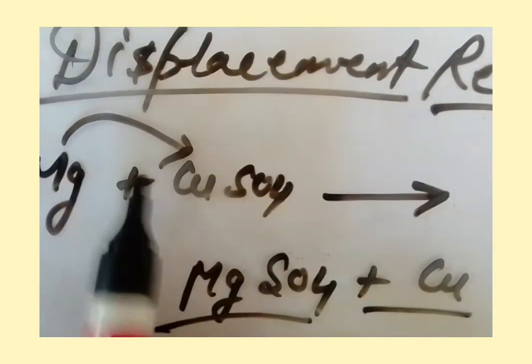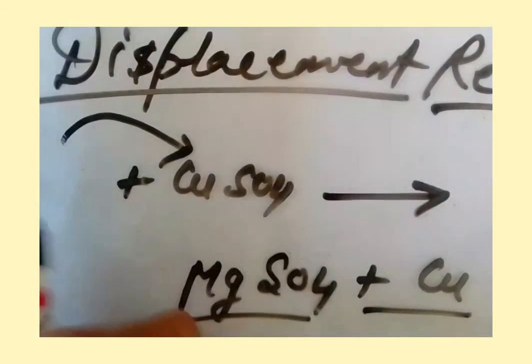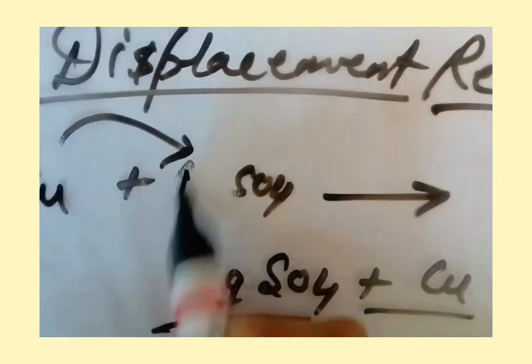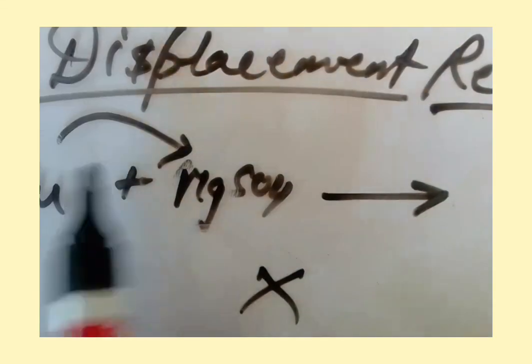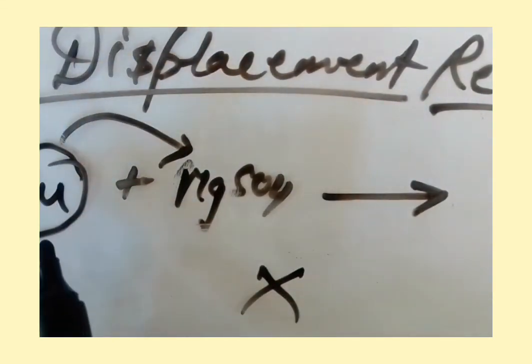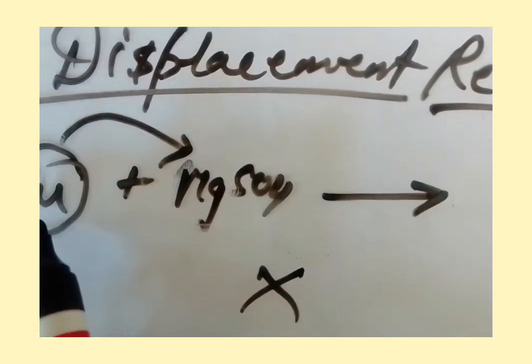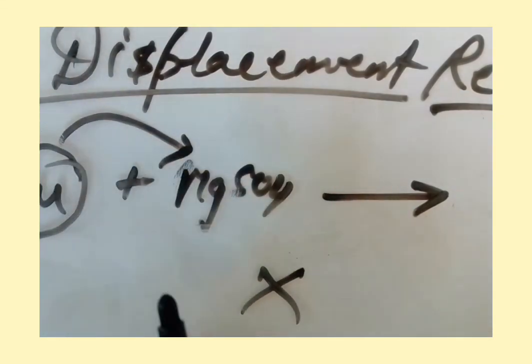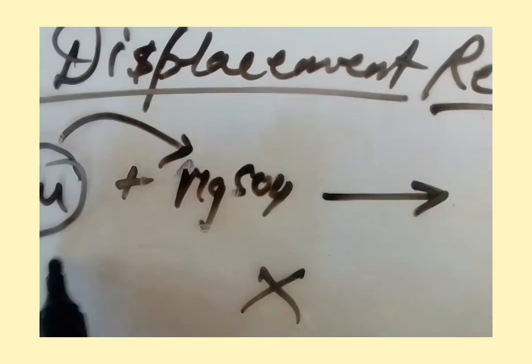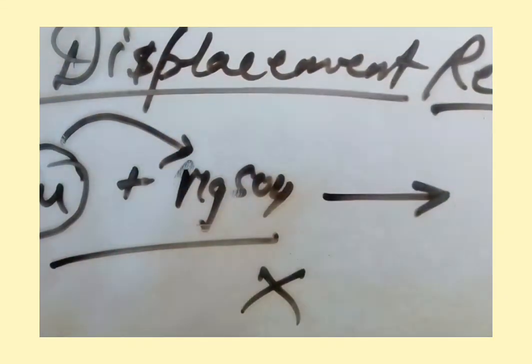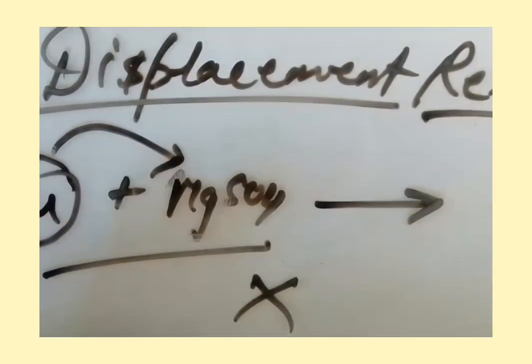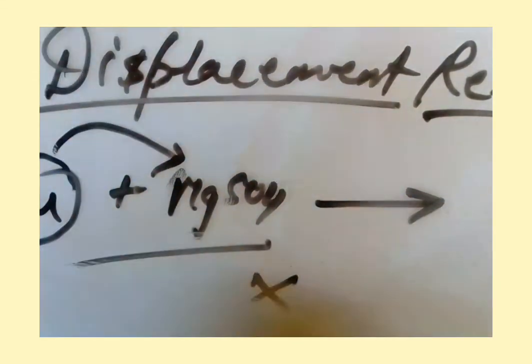But if instead of this, here I write the copper and here I write the magnesium, then this reaction is not possible. Why? Because copper is occupying the lower position than magnesium, means copper is less reactive than magnesium. So a less reactive metal cannot displace the more reactive metal, right? This is the main concept here: the reactivity of metals and displacement reactions are interrelated with each other. On the basis of this reactivity series, we can write these displacement reactions.